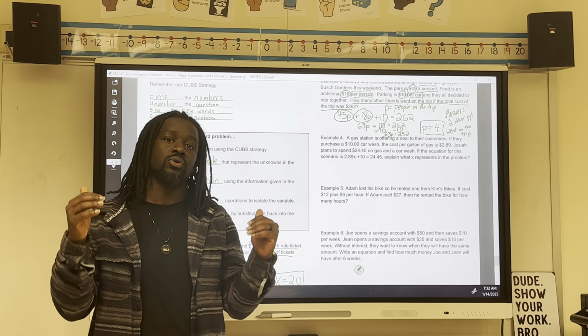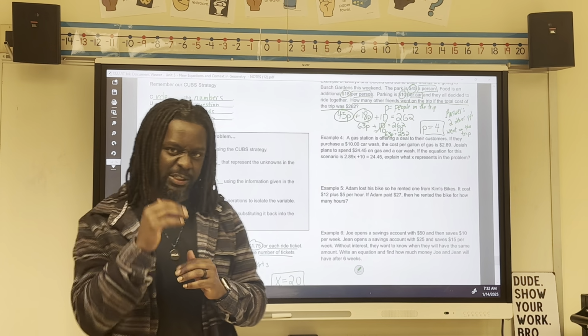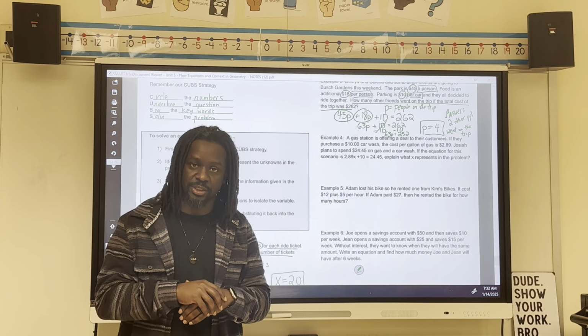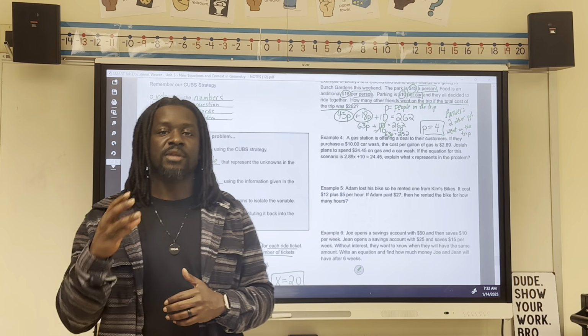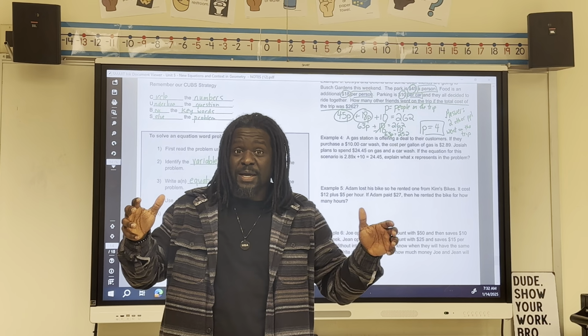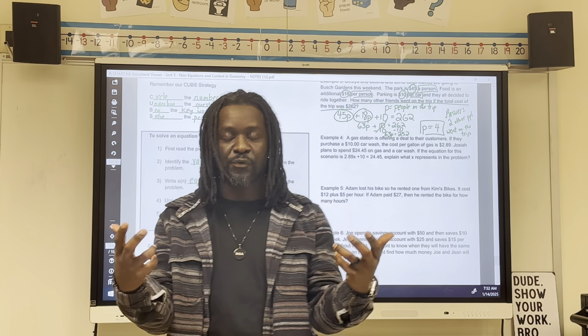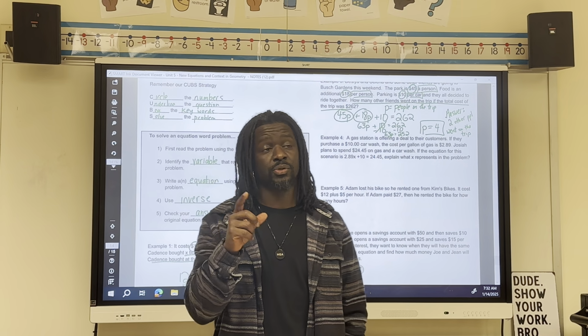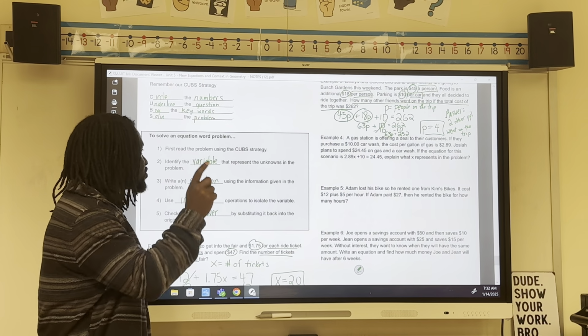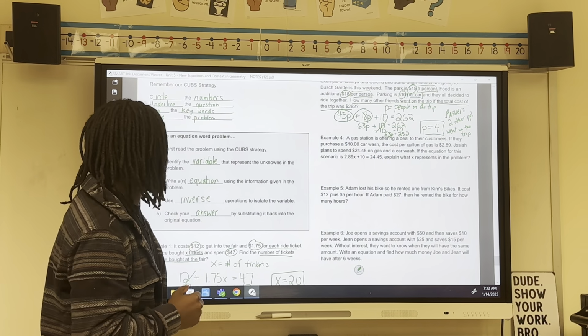Again, making sure that you use your steps, right? The steps: read it using the CUBES strategy. Secondly, identify what is the missing variable. Thirdly, you're going to write your equation. Fourthly, you're going to solve the equation by isolating the variable, getting it by itself, and then make sure that you check your answer, plug it in, make sure that it is correct, all right?